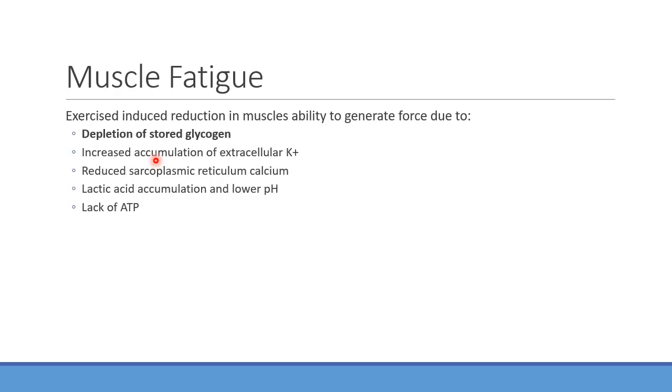You also have things like increased accumulation of extracellular vitamin K. See, I almost screwed it up, just like some of you have in your days. But extracellular potassium, right? If I have too much potassium on the outside of the cell, that can make it more difficult for the muscles to contract normally. So that's one thing. If I have reduced sarcoplasmic reticulum calcium, so less calcium able to be released, that may also lead to less contraction force. Things like lactic acid accumulation and lowered pH can also make the muscles work less effectively.